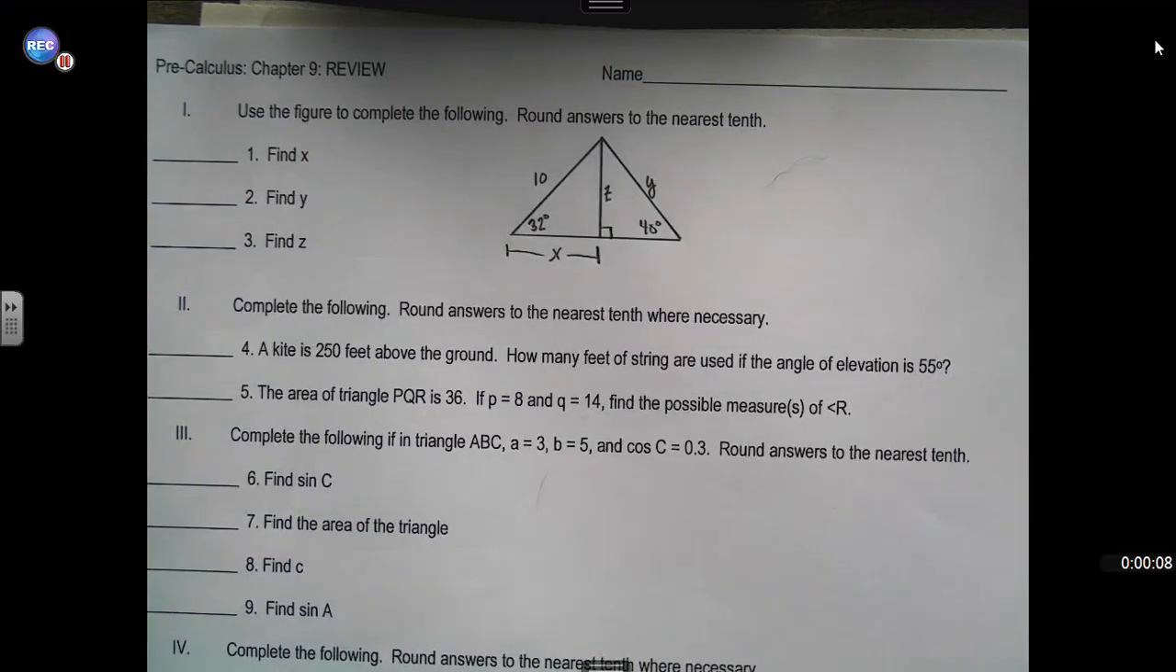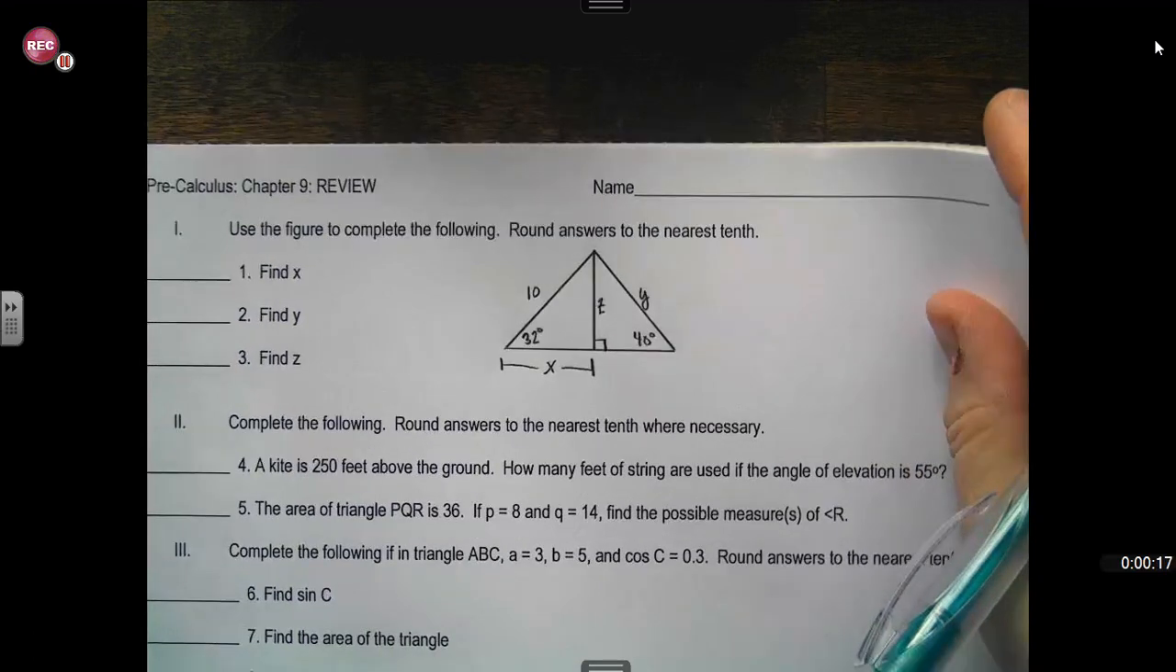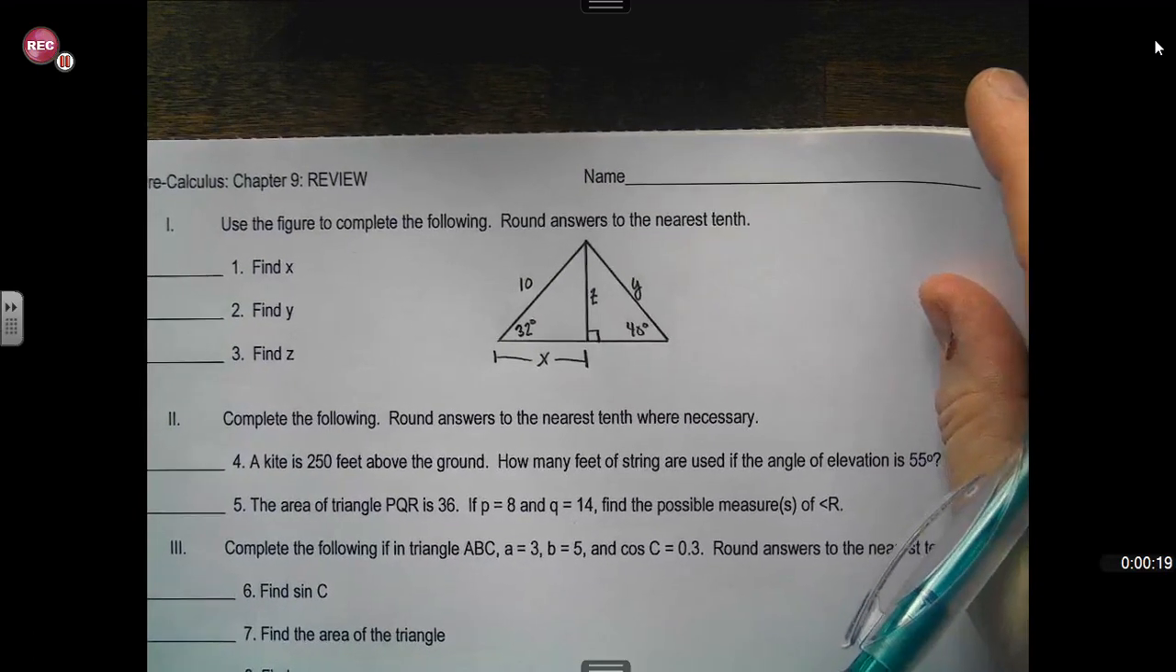This is the Chapter 9 review for pre-calculus. So we're going to start off with just some right triangle trigonometry.